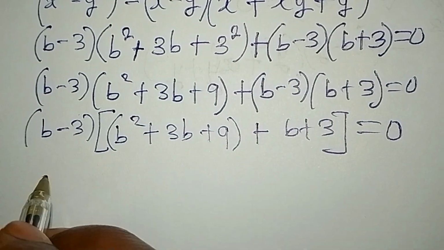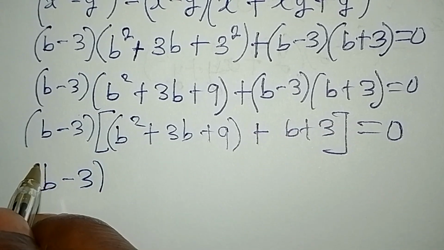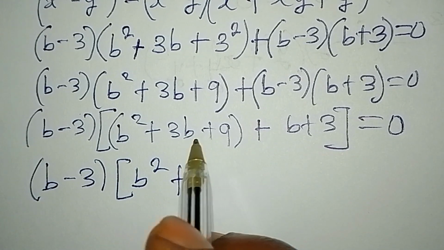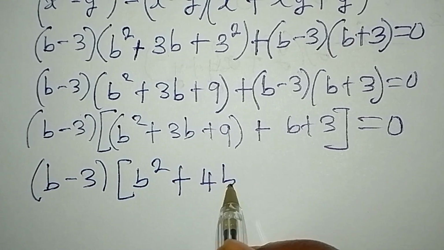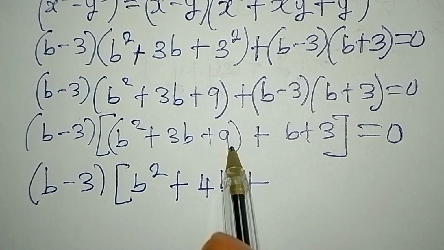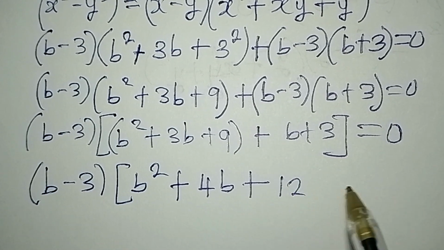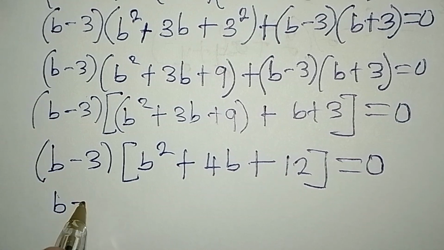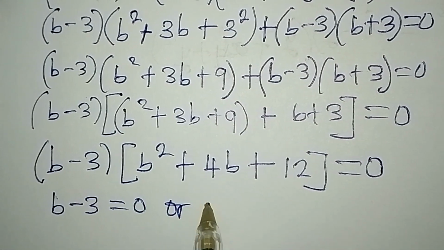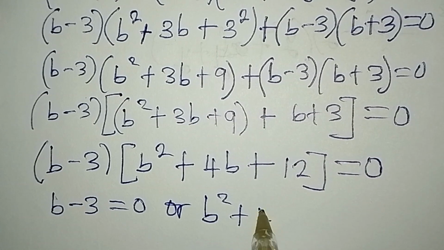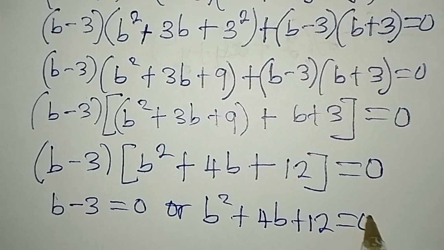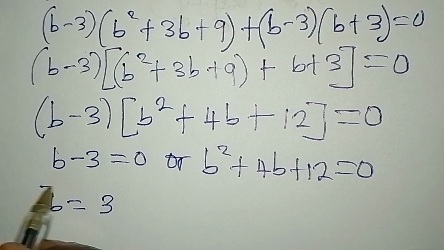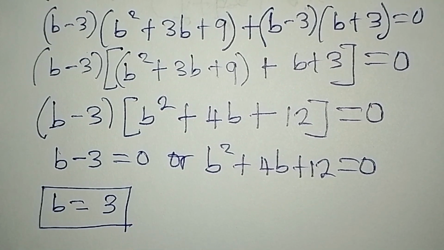So what do I do? We have b minus 3 as the common factor. Then open bracket, we have b squared plus 3b plus b, that will be 4b. Then plus 3b, okay, this is 9. 9 plus 3, that will be 12. Then close and equate to 0. So from here, we can say it is either b minus 3 is equal to 0 or b squared plus 4b plus 12 is equal to 0. From this part, b is equal to 3. And that should be our b1, the first solution.